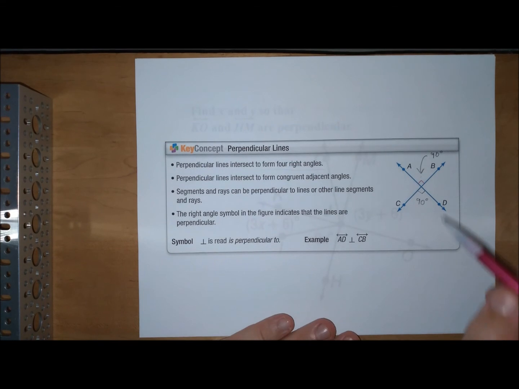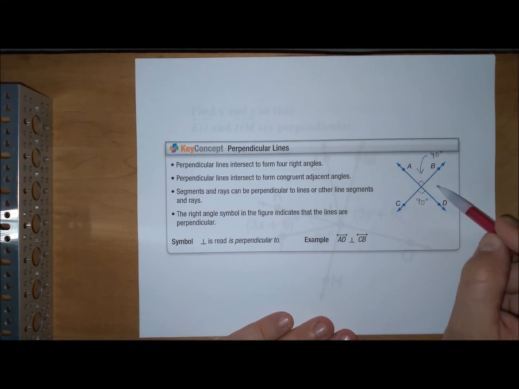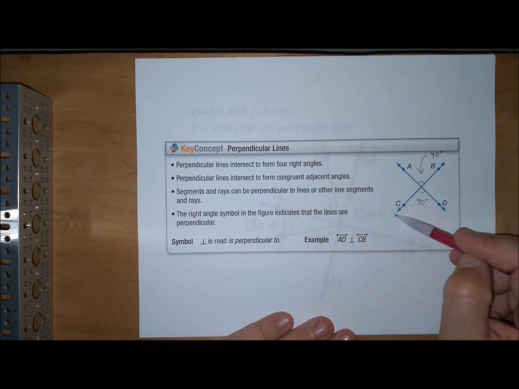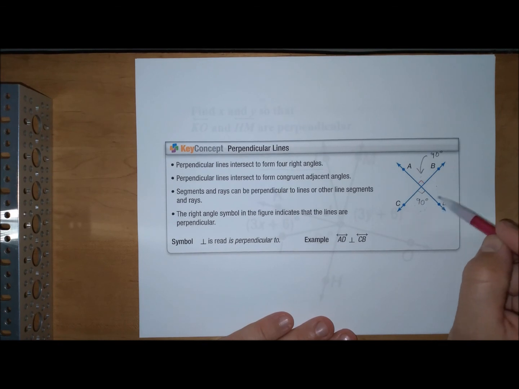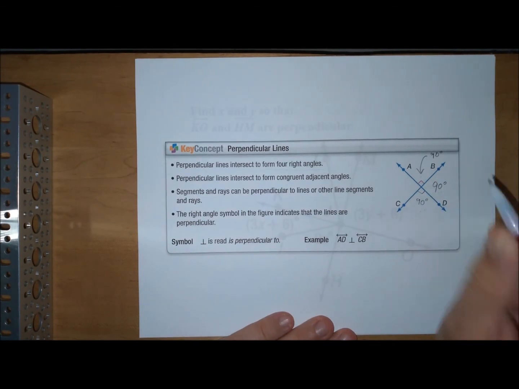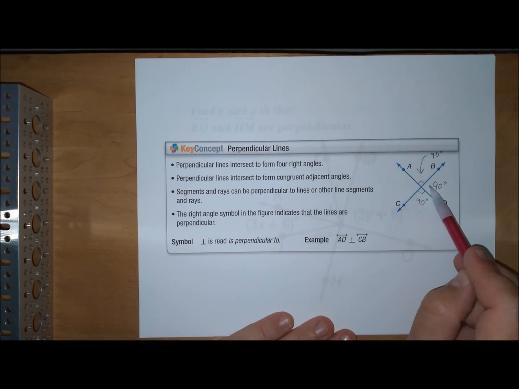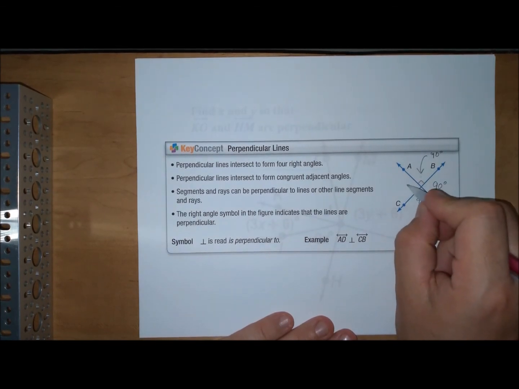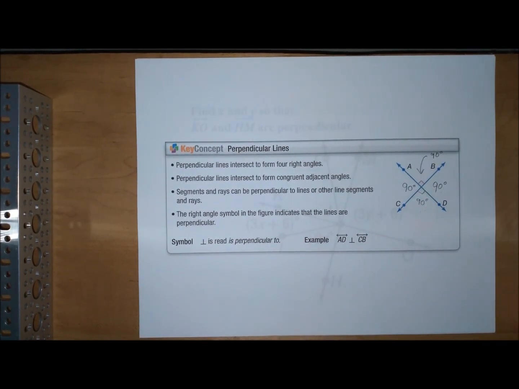Now, this angle over here is not a vertical angle, but these angles form a linear pair because that is a straight line, right? So these two angles have to be supplementary. That means they have to add up to 180. And if this is 90, this one has to be 90. Then this one is vertical to this one, and vertical angles are congruent. So you can quickly prove that if two intersecting lines are perpendicular, they form four right angles.